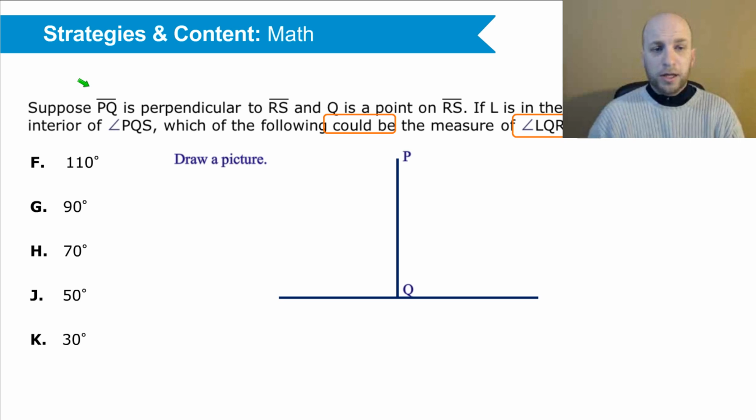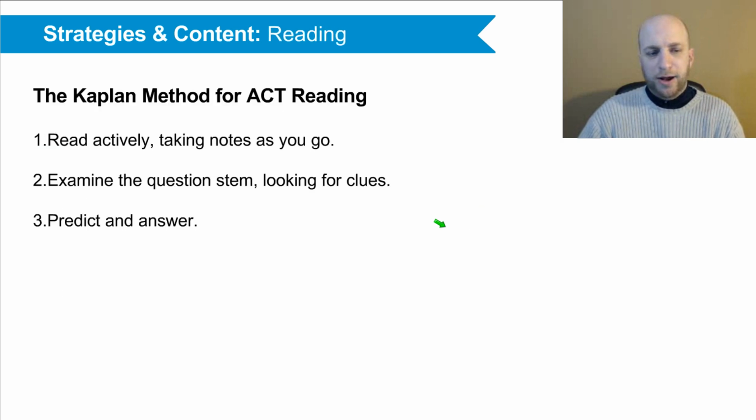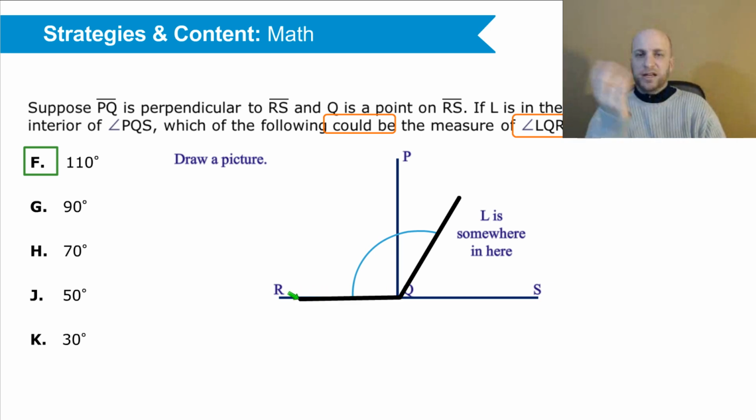Let's do it. Where's L here? It's the interior of PQS. Oh my gosh. Let's throw it over here somewhere. Now what are they asking me for? LQR. Oh my gosh, everybody. Why is it 110? Well, what does this angle look like when I draw this in? It's going to kind of look like this, right? LQR. It's greater than 90.